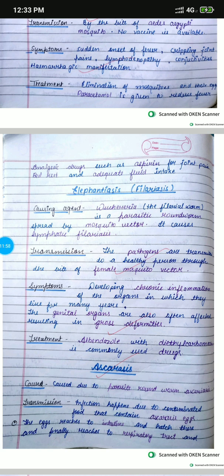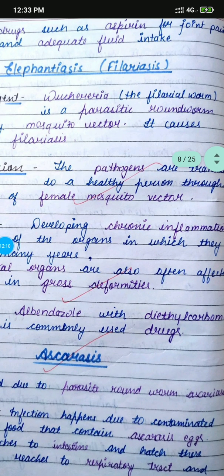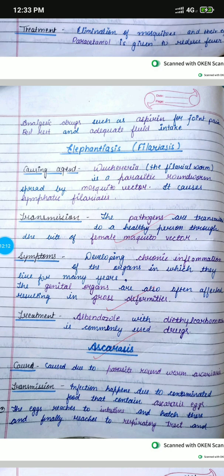For example, one leg becomes very big, like in elephantiasis. The treatment is albendazole and diethylcarbamazine, the two drugs used to treat elephantiasis.